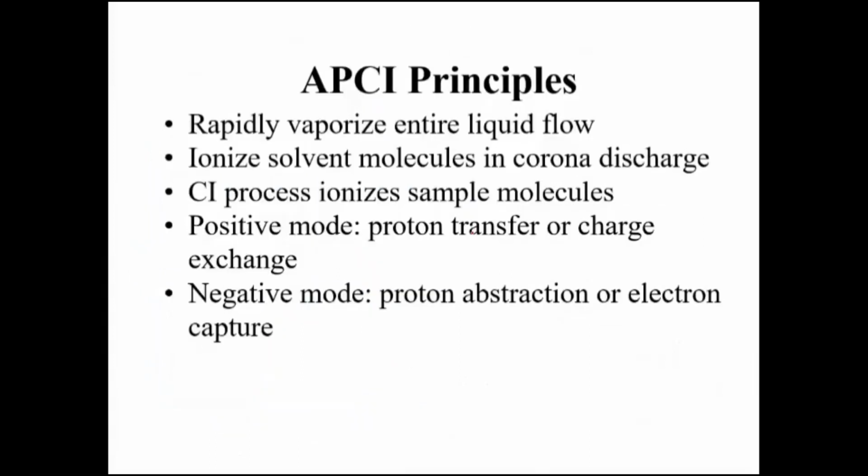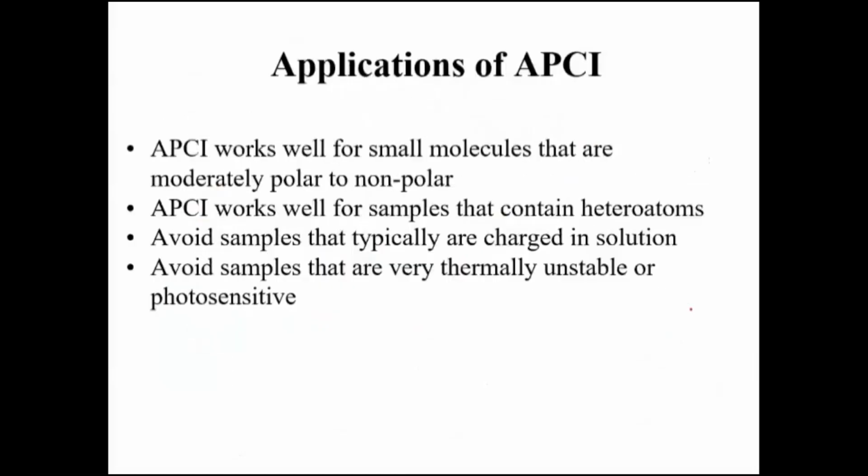Then next is atmospheric pressure chemical ionization. See, it involves rapidly vaporizing the entire liquid flow. Whatever is coming from the HPLC column, everything is vaporized very rapidly. Ionize solvent molecules in corona discharge. We will see what corona discharge is. Chemical ionization process ionizes the sample molecules. There is a positive mode and a negative mode. In positive mode, proton transfer or charge exchange takes place. In negative mode, proton abstraction, hydride transfer or electron capture takes place.